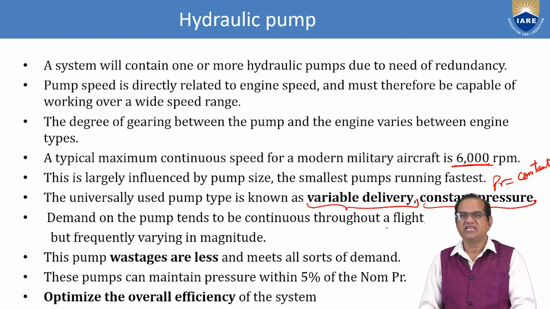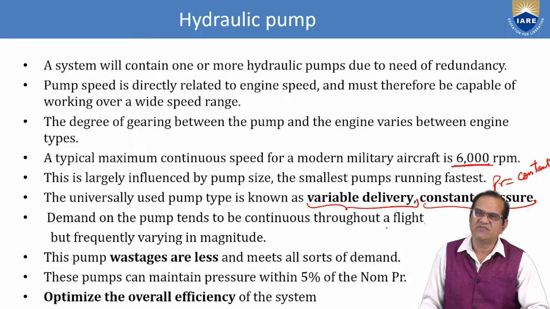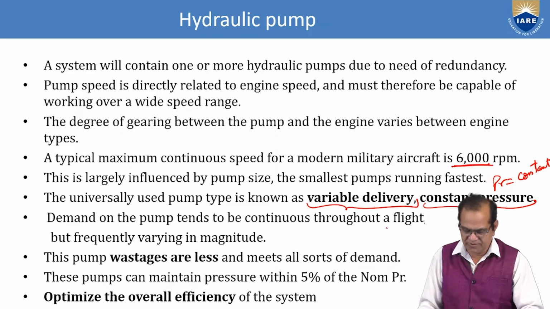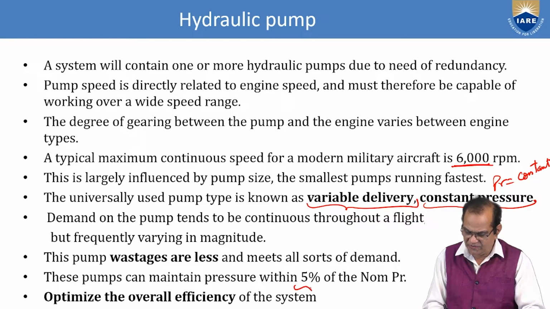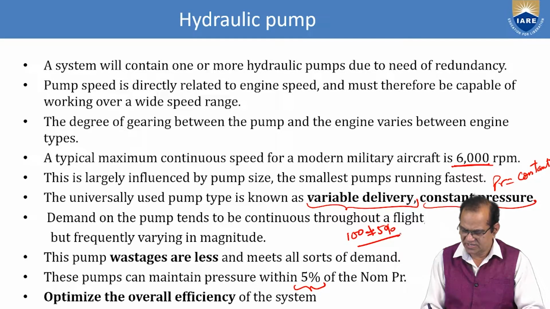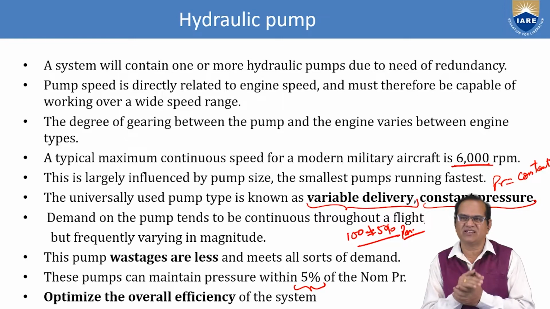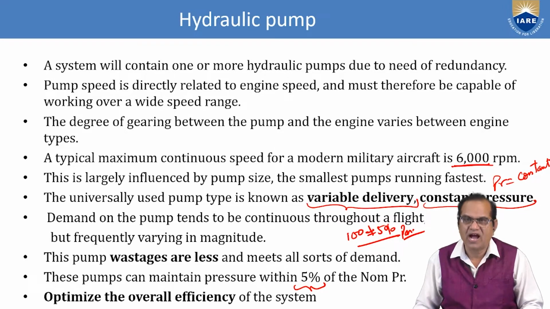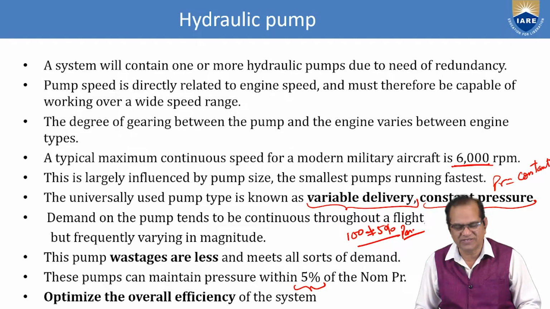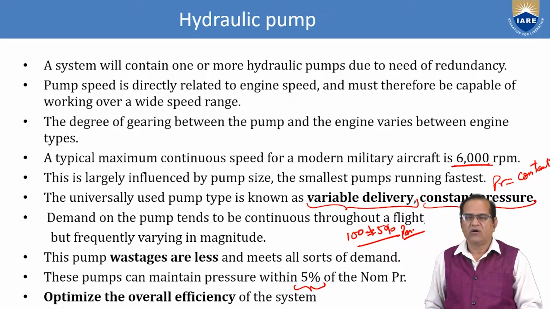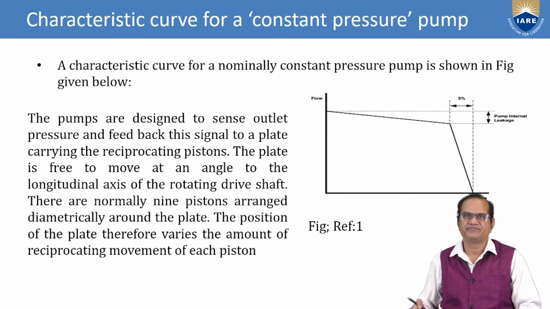These pumps can maintain pressure within 5% of the normal pressure. So if suppose it is 100, plus or minus 5% it should be able to operate. So only 5% variation of pressure is permitted. Optimize the overall efficiency of the system. The efficiency of the hydraulic system has to be optimized.